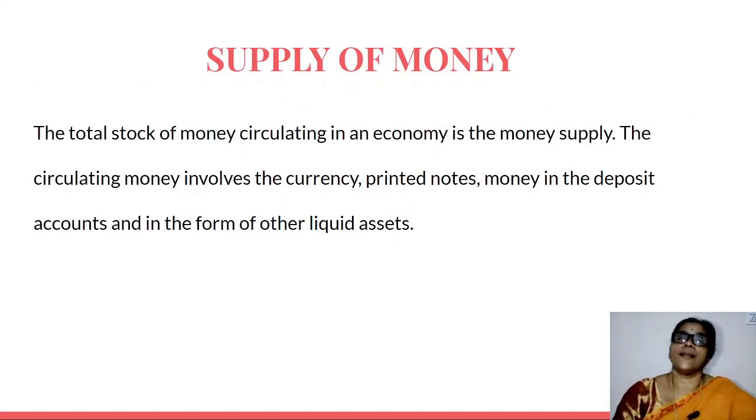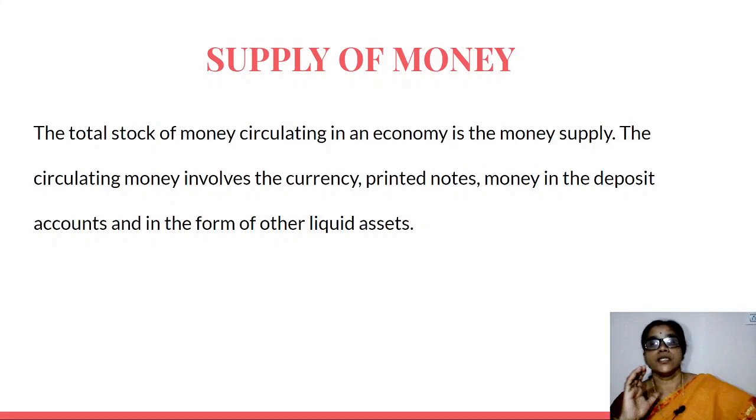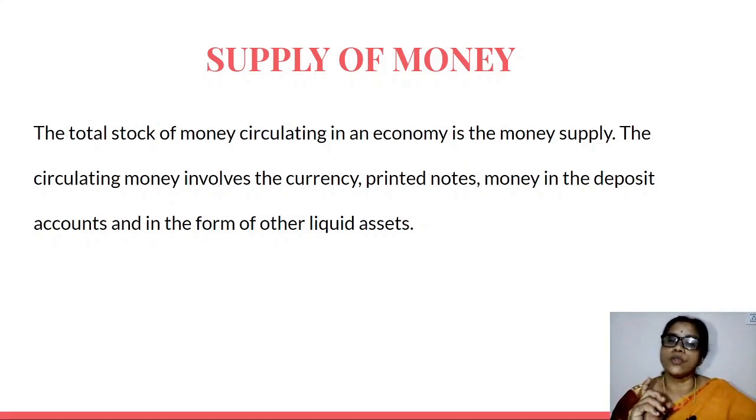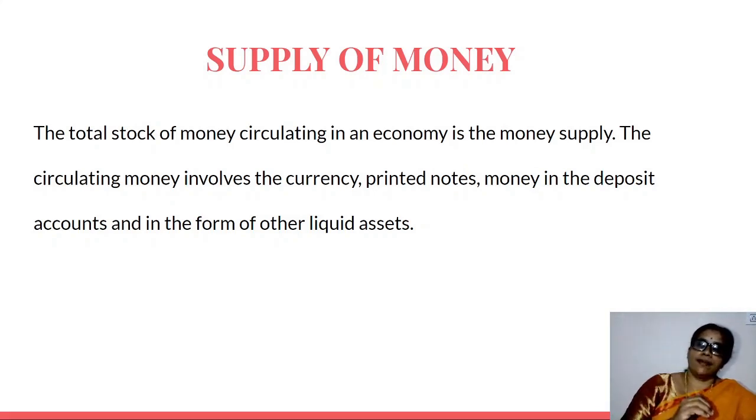Now the last topic is supply of money. What is supply of money? The total stock of money circulating in an economy is known as money supply. The money supply involves currency, printed notes, money in the deposit accounts, and other liquid assets. This is the definition for money, children.